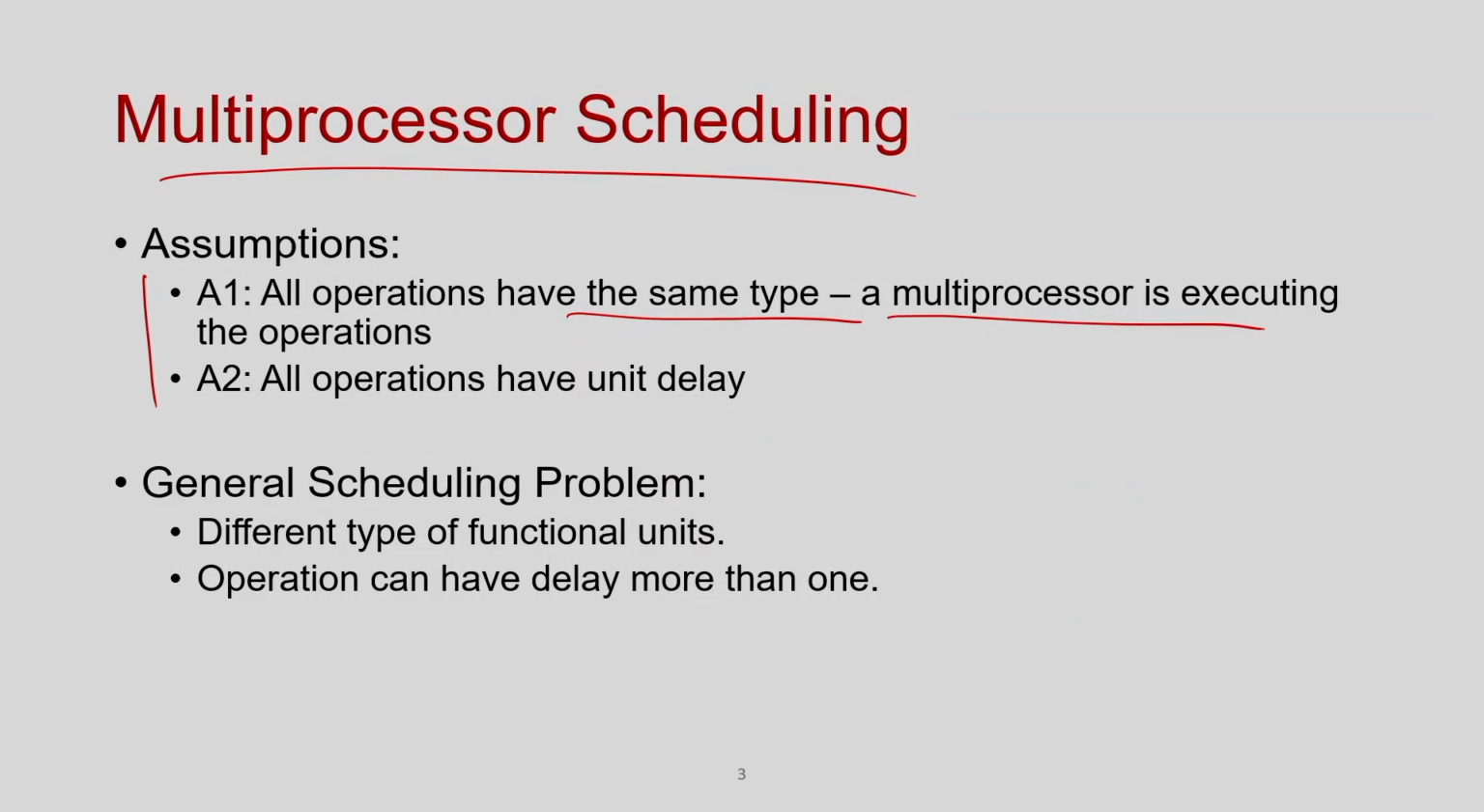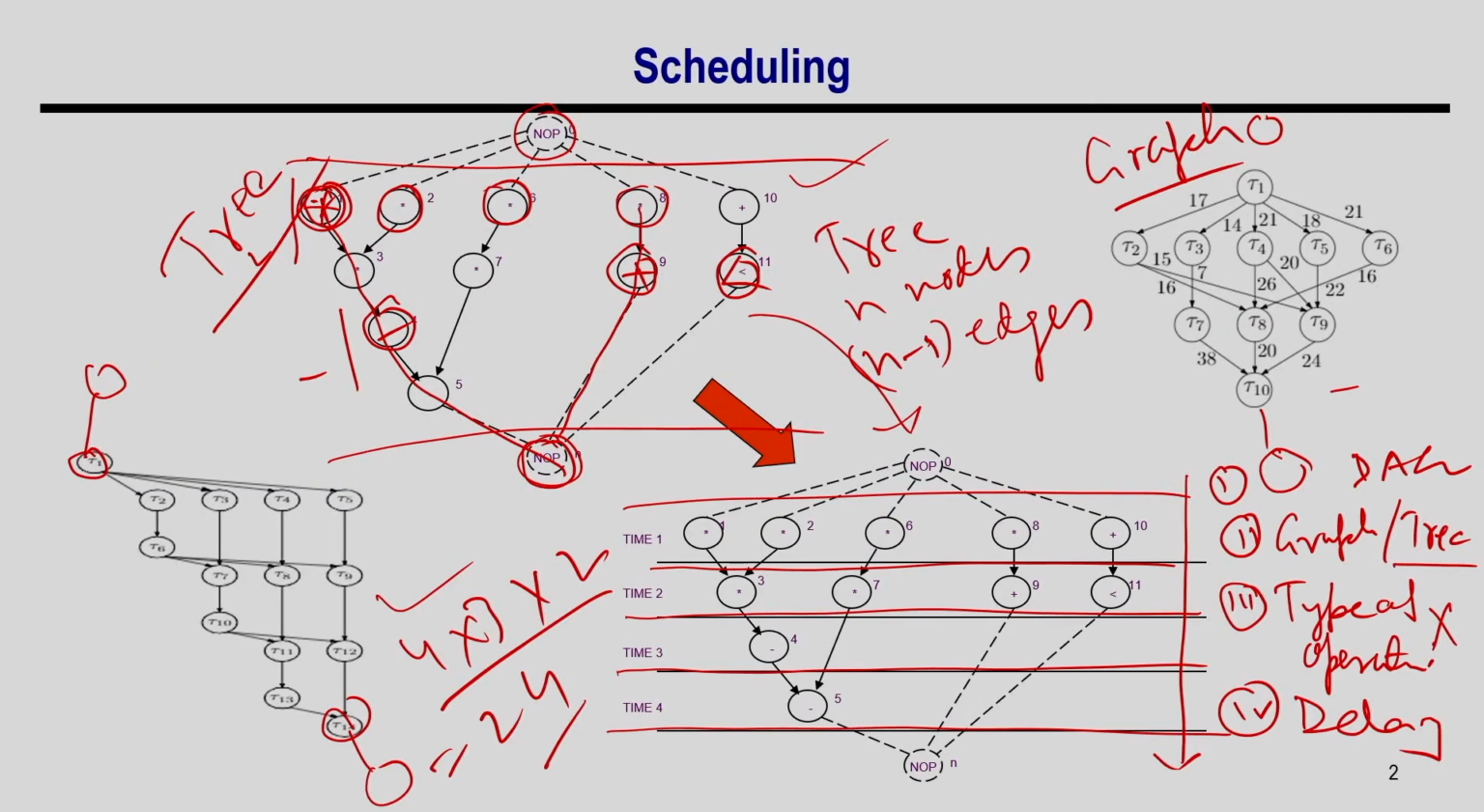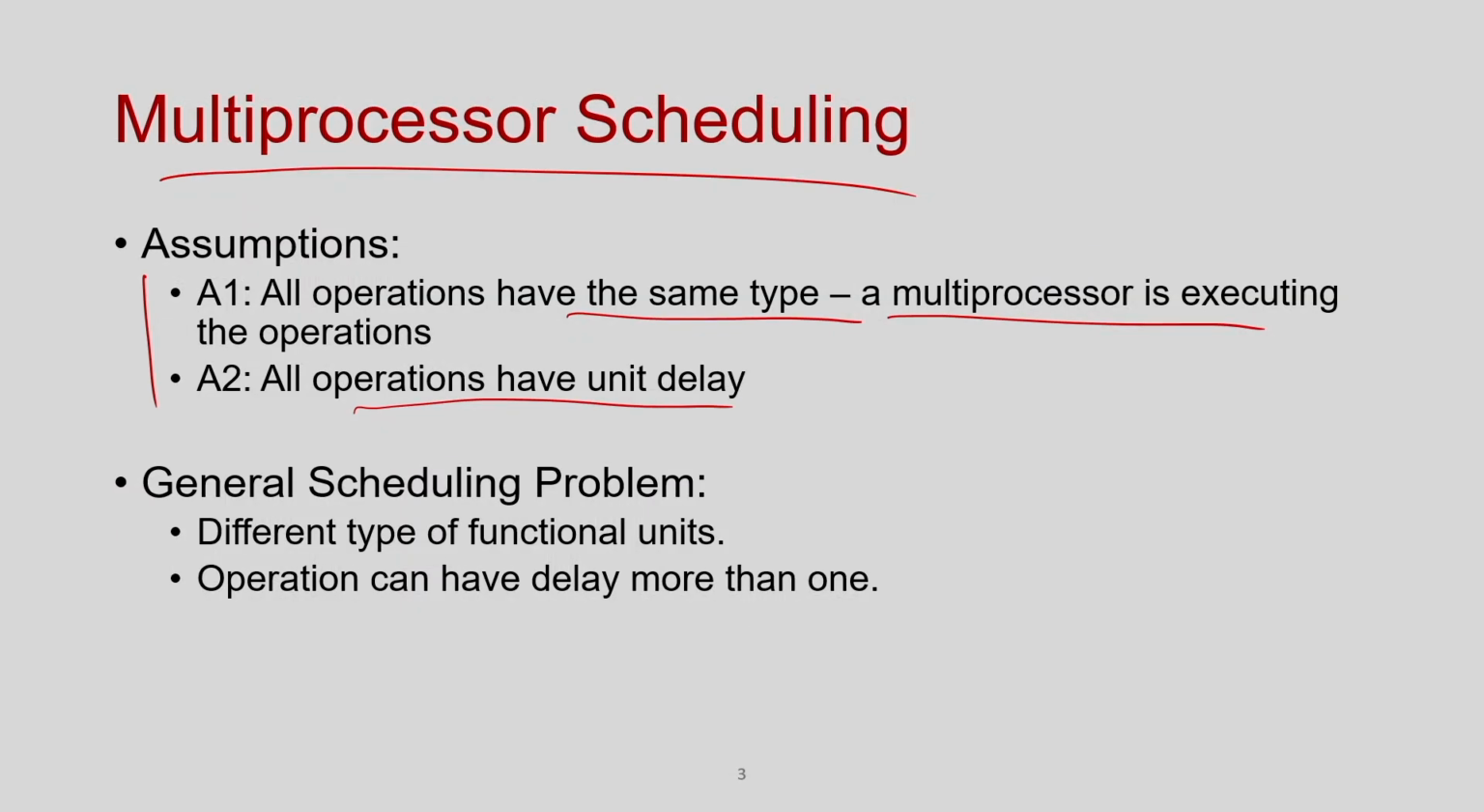The second one is that all operations have unit delay. Unit delay means, as I mentioned earlier, the multiplier will take 2 cycles, the adder will take 1 cycle and so on. Here I am assuming there is no such difference, so all are of delay 1. Every operation can be executed using a single clock. So multiprocessor scheduling assumes these 2 constraints: I do not have to take different types of function units, since I have a single multiprocessor which can execute all types of operations, hence I can consider all nodes of the same type, and also assume that operations are of unit delay.